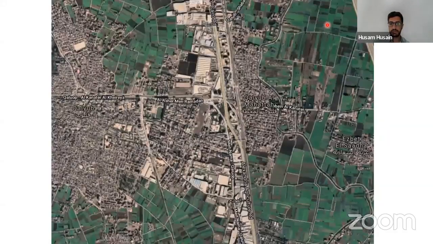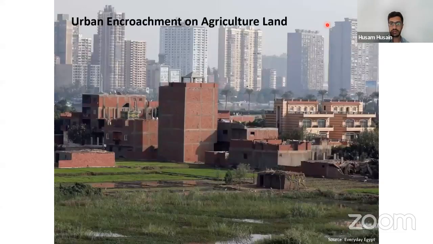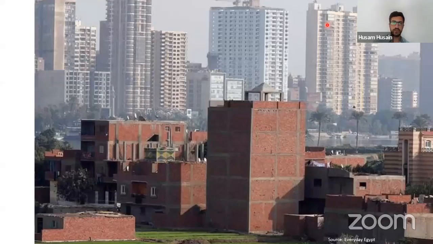And we can see in these examples how in some areas even there is encroachment on agricultural lands. So the houses, or the urban area, or the inhabited area, is eating the agricultural lands. And this is another problem because the fewer rural areas we have in Egypt, that means more internal migration will increase in the coming years, because people will migrate from rural or agricultural areas, which are disappearing, searching for other job opportunities elsewhere.